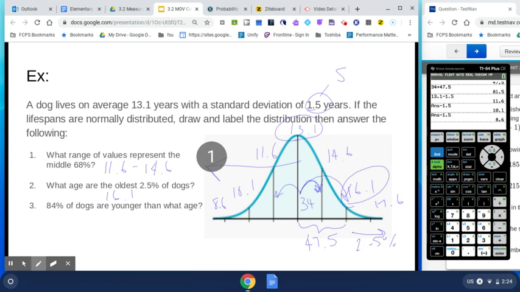So at the mean, I have 50% below. 50% is too low. So let's move up 1 standard deviation. We said earlier that that's 34% of the data. So 34% added to that 50%, that's 84. So I just had to move 1 standard deviation up, and 14.6 years or younger is going to represent 84% of dogs.